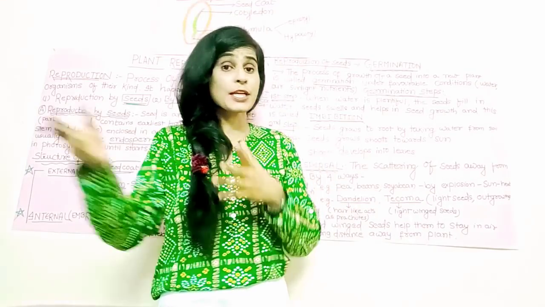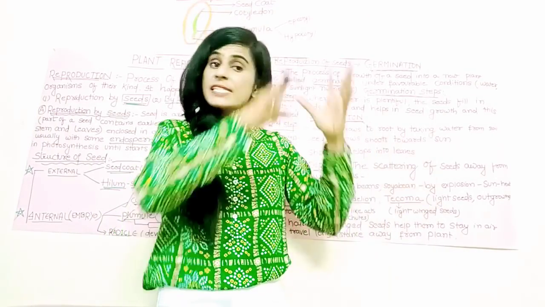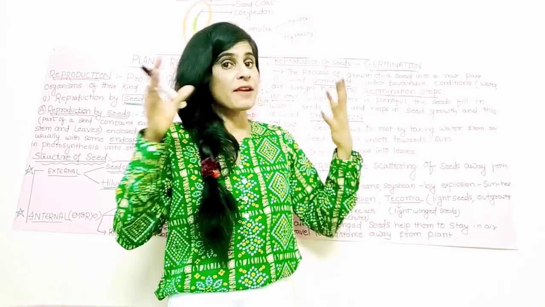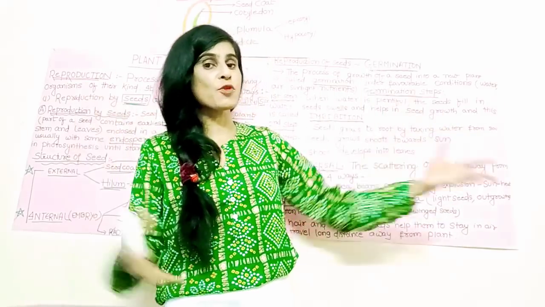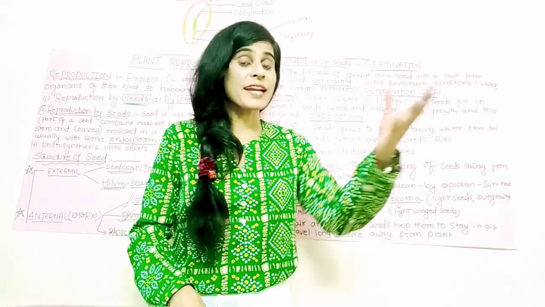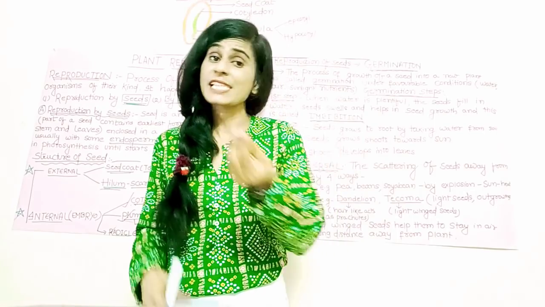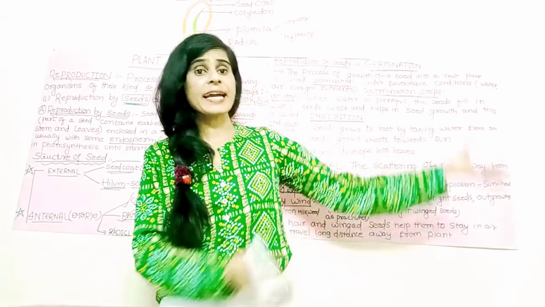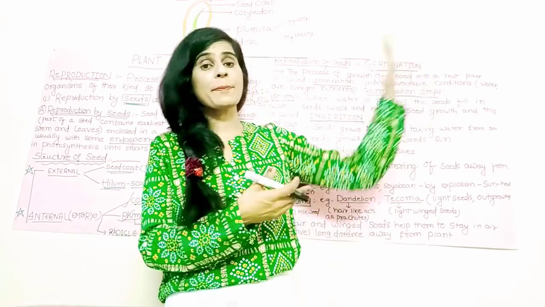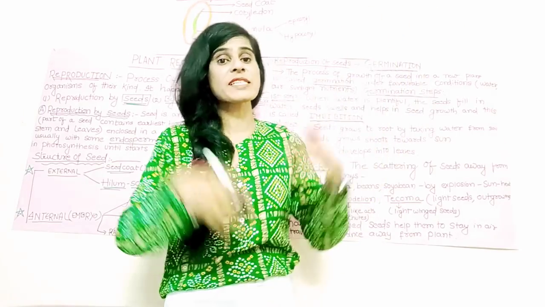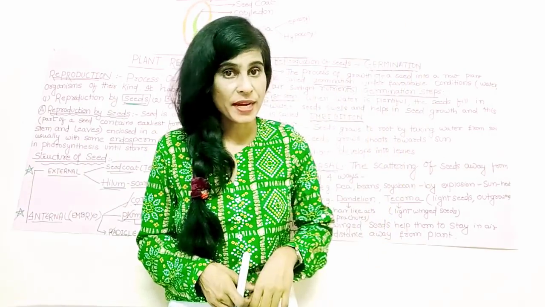And by water: lotus and coconut. Coconut has a very fibrous, tough covering which helps it to float, and hence it will move a distance away. And finally lotus, your lotus seeds are very light and spongy, hence they are carried away by the water to other places where the seed germination takes place and finally develops into new plants.